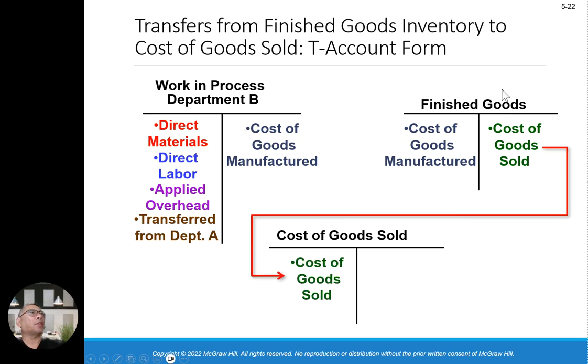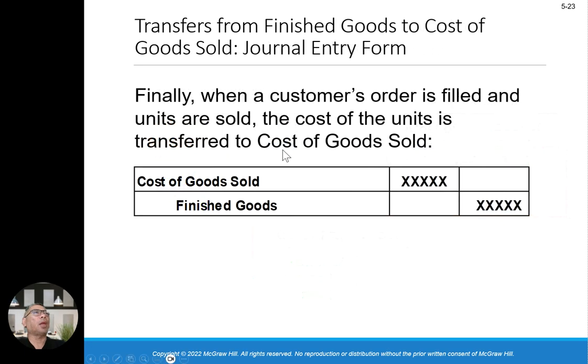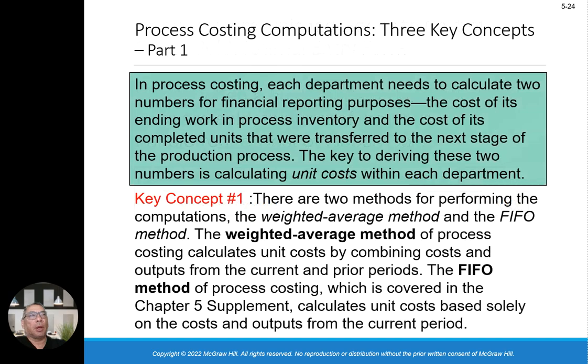And then the finished goods here, on the credit side, is going to go all the way to the T account of cost of goods sold. That's how it goes. Finally, when a customer order is filled and units are sold, the cost of the units is transferred to cost of goods sold. How are you going to book it? Like this: CGS is debit, finished goods is credit. So that's how it goes in terms of the posting side.